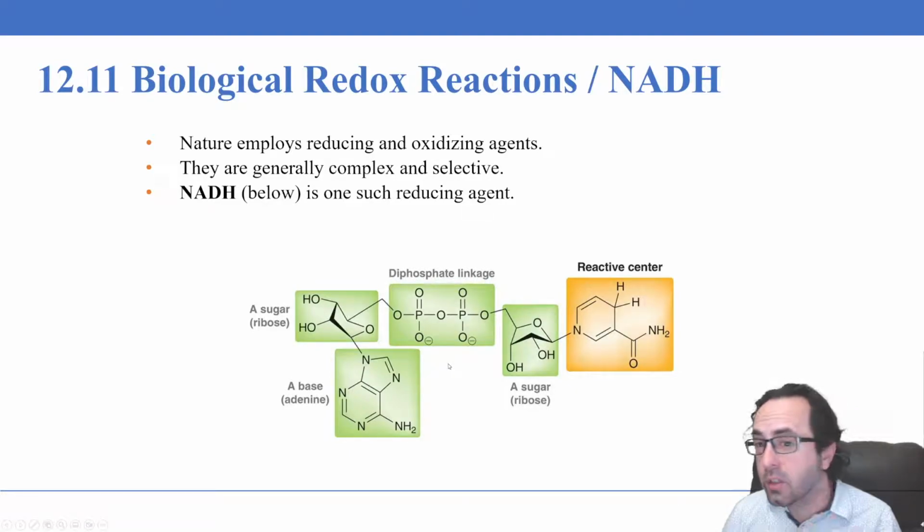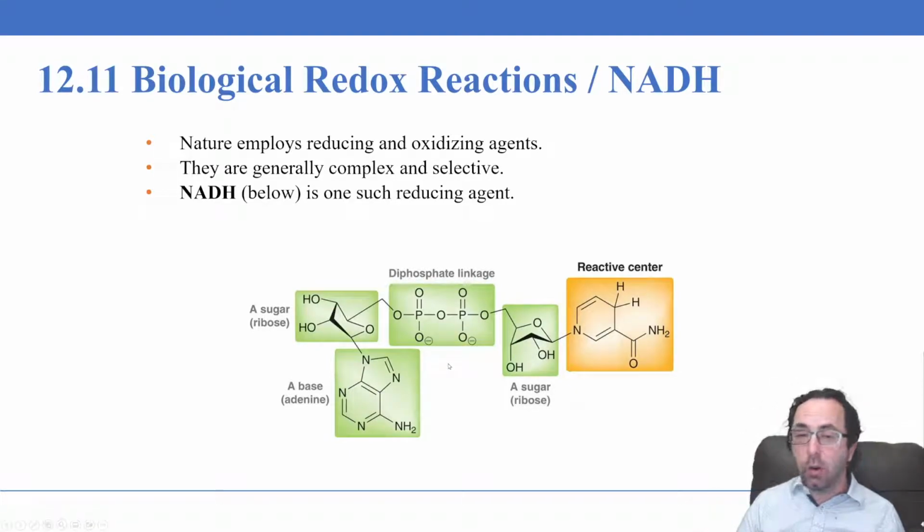Okay, in terms of biological reactions, some of the payoff for those of you that are interested in biology and biochemistry is that when we talk about oxidation and reduction in this style, the organic style, where we're adding oxygen atoms, that's oxidation. We're removing hydrogen atoms, that's oxidation. These are the kinds of oxidations and reductions you're going to see in complex biomolecules.